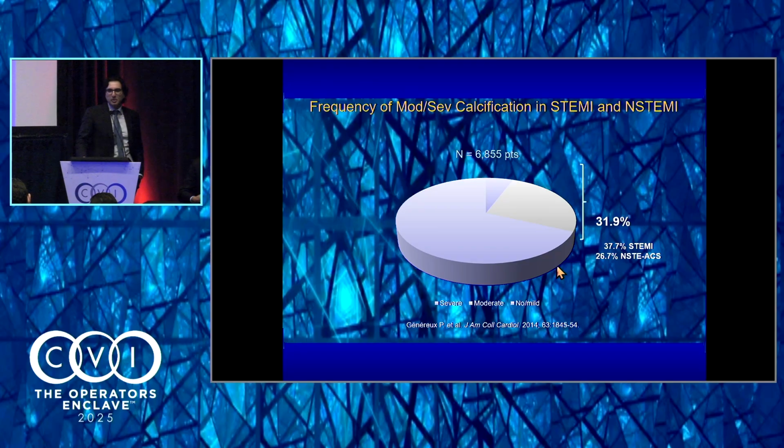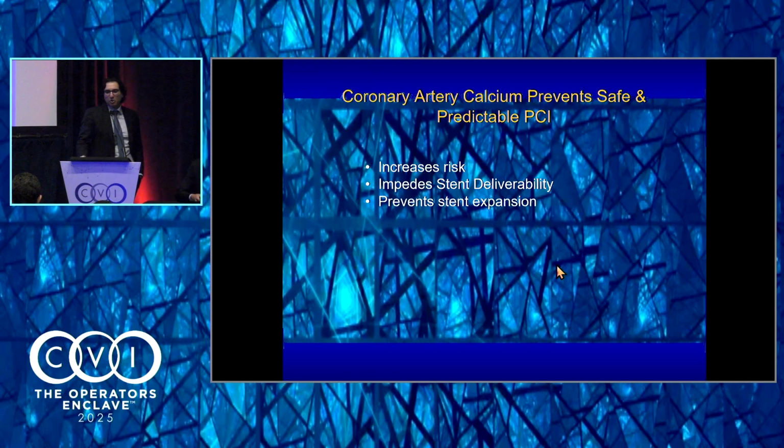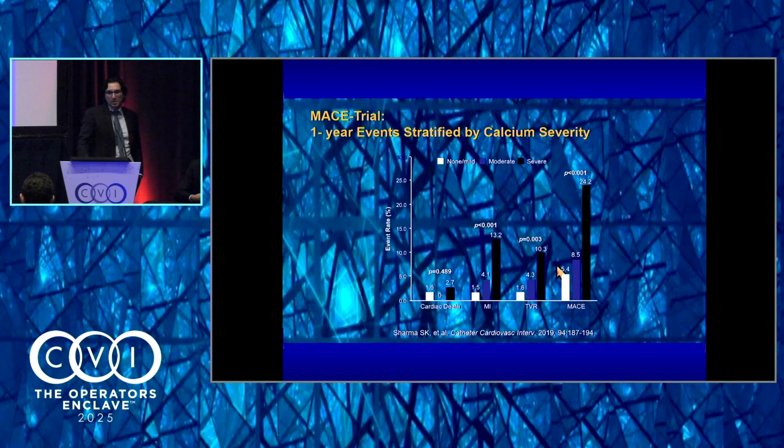Just real briefly, I don't want to spend too much time on this, but as you all know, moderate to severe calcification is seen in about a third of patients presenting with acute coronary syndrome, even more so in patients with three-vessel disease or prior bypass surgery. And the presence of moderate to severe coronary calcification both increases the risk of the procedure, impedes stent deliverability, and prevents adequate stent expansion. Not surprisingly, therefore, it also results in worsening outcomes.